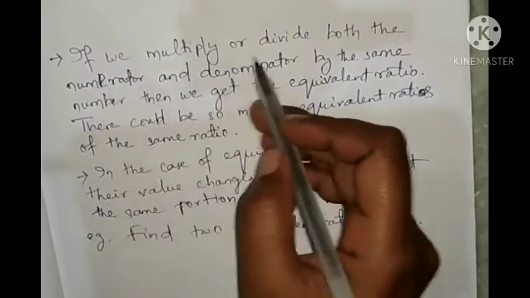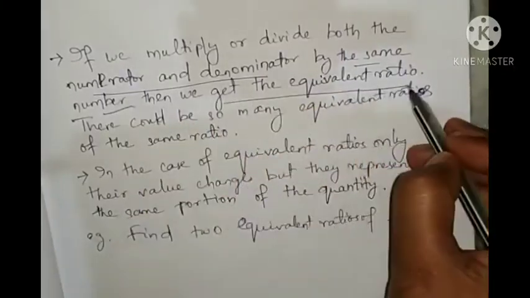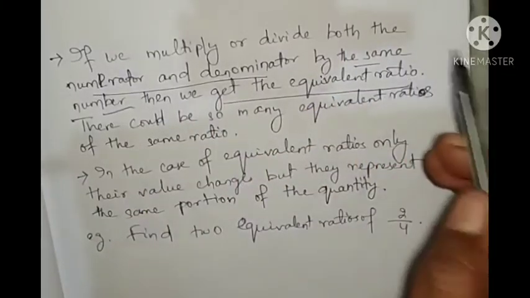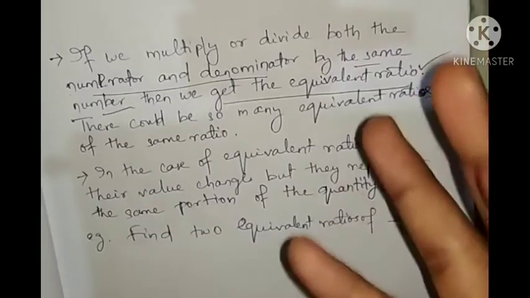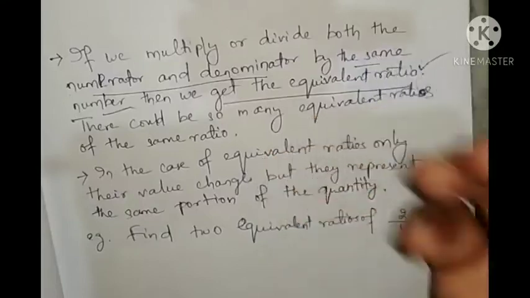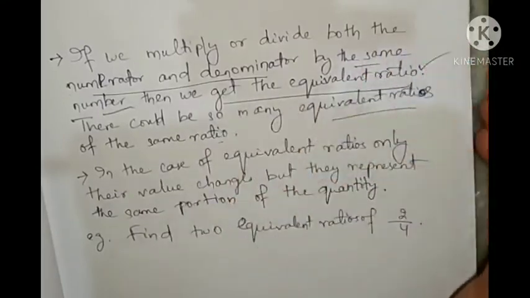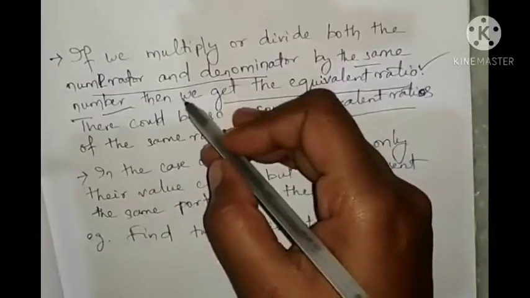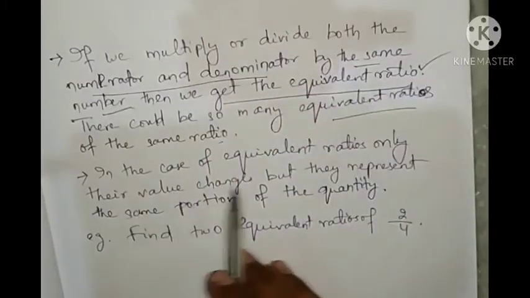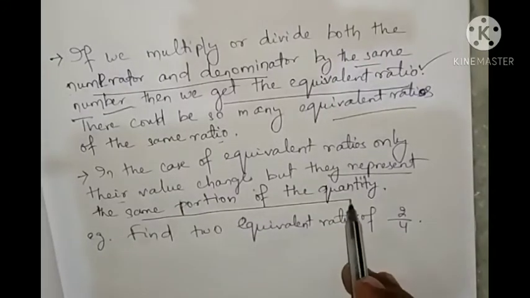Then if we multiply or divide both numerator and denominator by the same number, we get the equivalent ratio. Like we are getting equivalent fractions, like that we will get equivalent ratios. So this chapter is so much related to fractions. So there could be so many equivalent ratios. Either we will multiply by the same number or divide by the same number both the numerator and denominator. In case of equivalent ratio, only their values change, but they represent the same portion of the quantity.